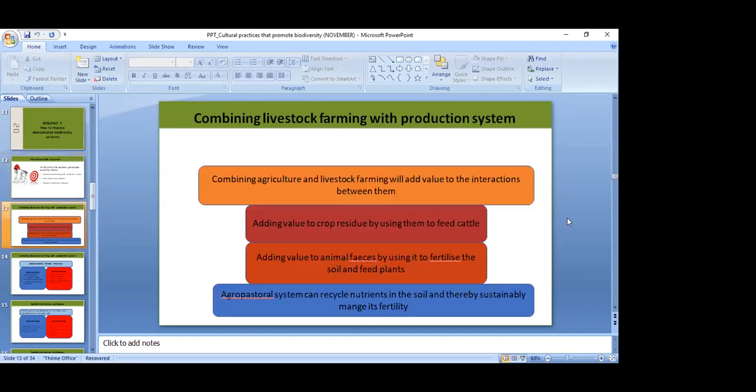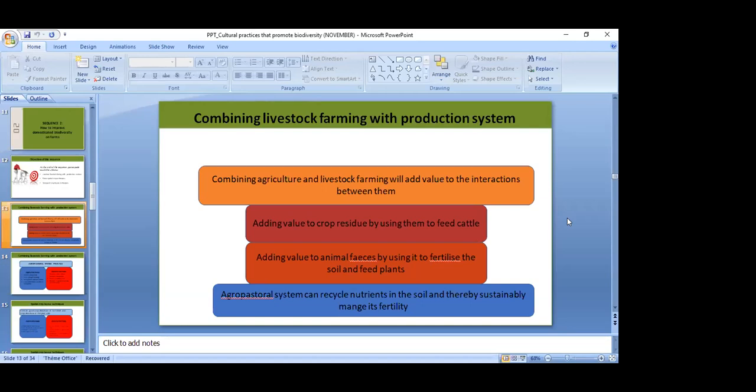Now, combining livestock farming with production systems, what readily comes to mind? When you are combining agriculture and livestock farming, what readily comes to mind? Combining agricultural and livestock farming will add value to interactions between them. And how does that take place?